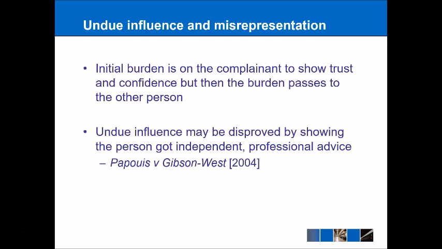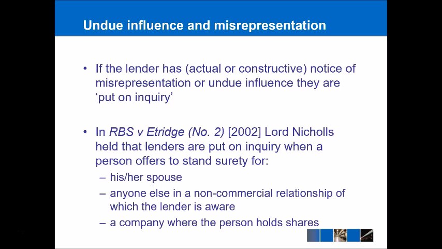A good example of this is in Papui and Gibson West in 2004. So what about the role of the lender, i.e. the mortgagee, in this type of scenario? Because the undue influence may occur between a husband and wife, and so the question is, what position does this put the mortgagee in? Well, if the lender has actual or constructive notice of misrepresentation or undue influence, then they themselves are put on inquiry, and they should be looking into this further.